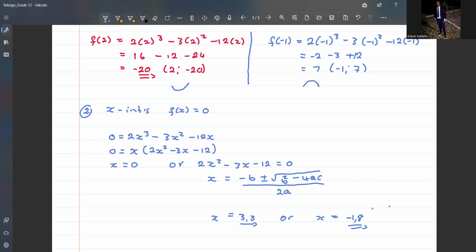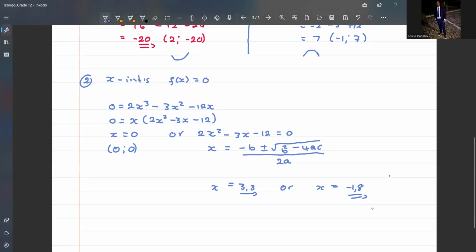So let's write all of them. The first one is going to be x equals 0 and y has to be 0. Because we're working out the x-intercept, you don't have to substitute it into this equation, so y has to be 0. So we look at the second one. X is 3.3 and y has to be 0.